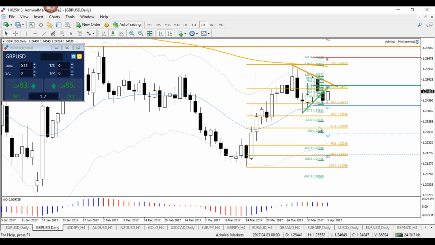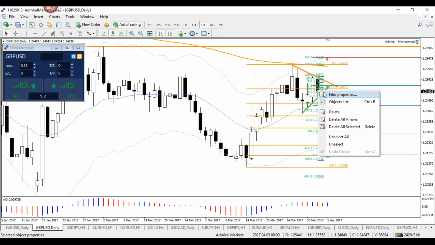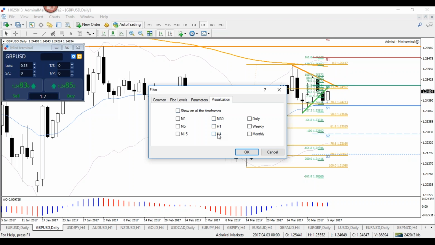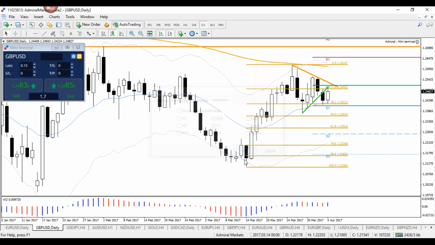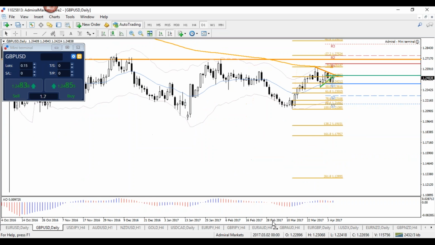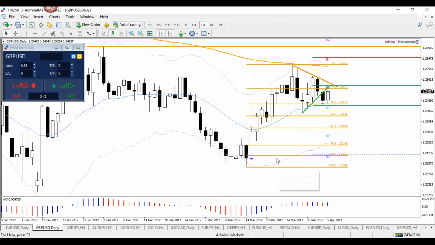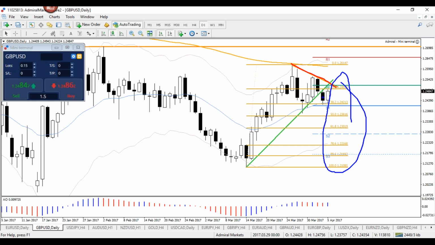Give me a second to get rid of this fib for the 4-hour and 1-hour chart. There we go, okay. So, what are key levels on this daily chart? So I think obviously this top, this one already has been used. We could think about even this trend line being broken, this trend line, and these fibs, plus pivot points.